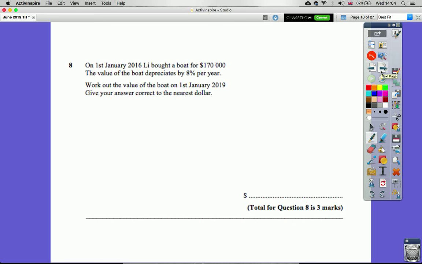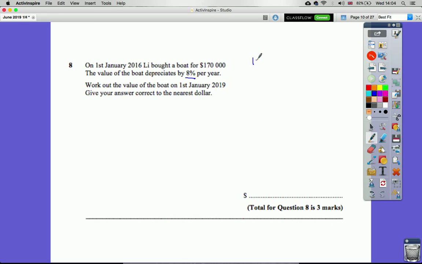Question number 8. On January 1st, 2016, Lee bought a boat for $170,000. The value of the boat depreciates by 8% per year. Work out the value of the boat on 1st January 2019. So that's 3 years from 2016.